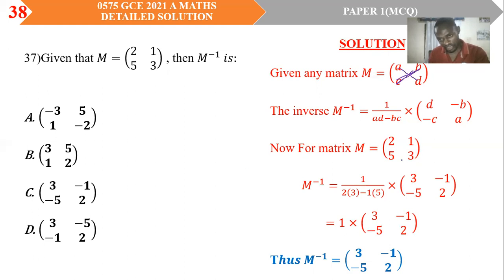So for the matrix M, which is 2, 1, 5, 3, M inverse will be 1 over 2 times 3 minus 1 times 5, times: we interchange the 2 and 3, so we have 3, 2, and we change the signs of 1 and 5 to -1, -5. This gives us 1 over 6 minus 5, which is 1, times 3, -1, -5, 2. So the inverse of the matrix M is 3, -1, -5, 2. Answer C.